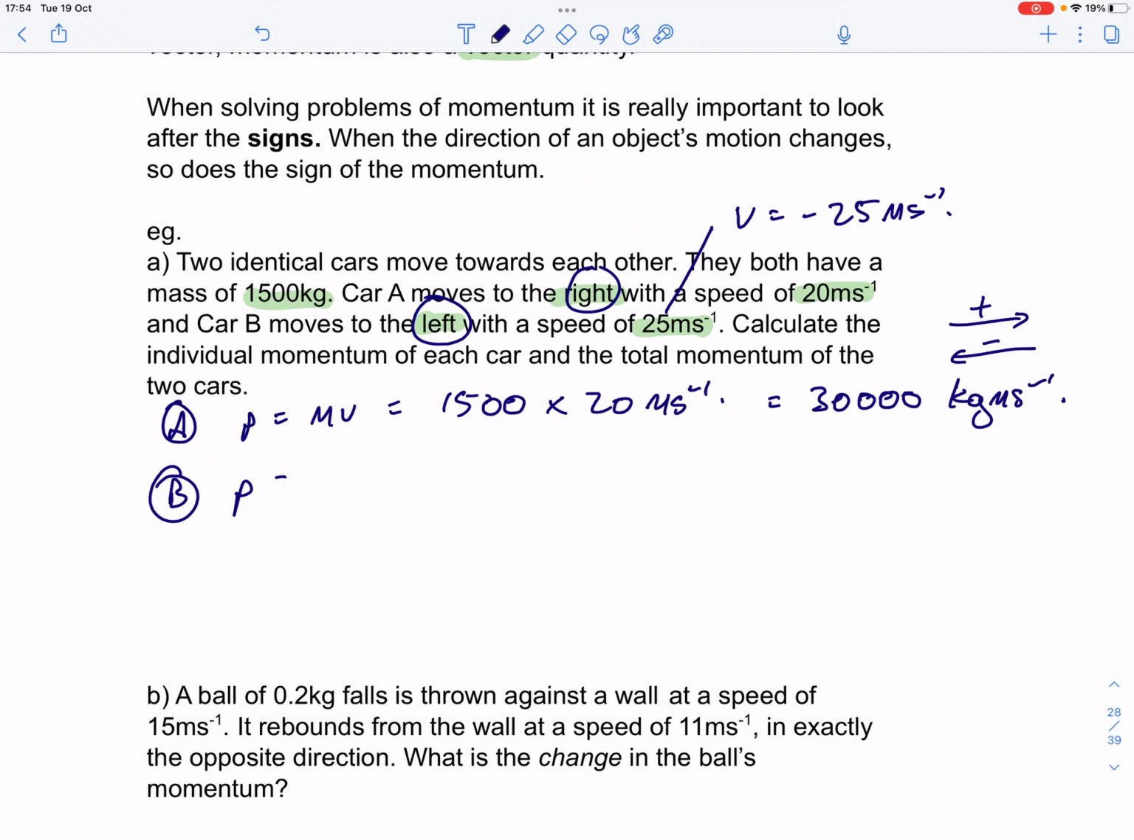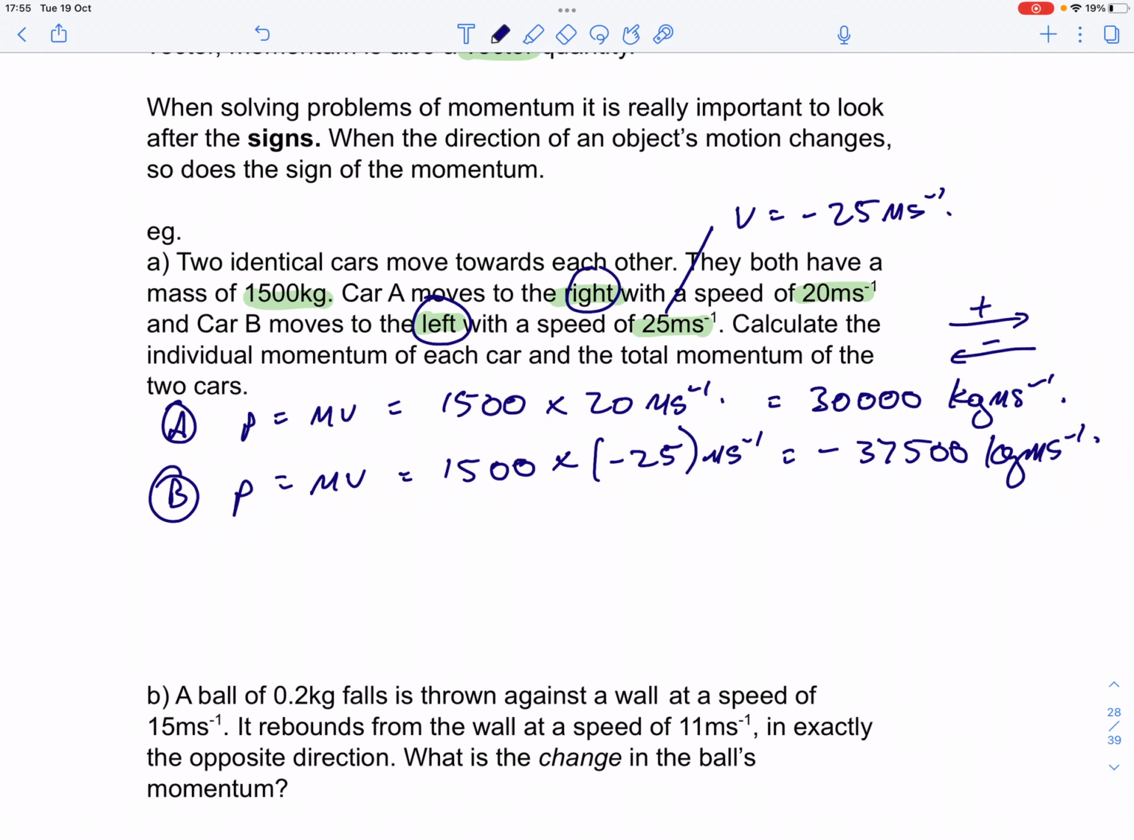With that knowledge, we can do this one, which is the same mass, and we multiply it by minus 25 meters per second. That's going to give us minus 37,500 kilogram meters per second.